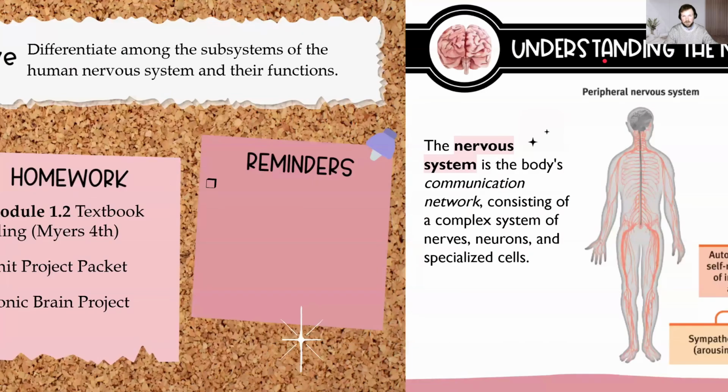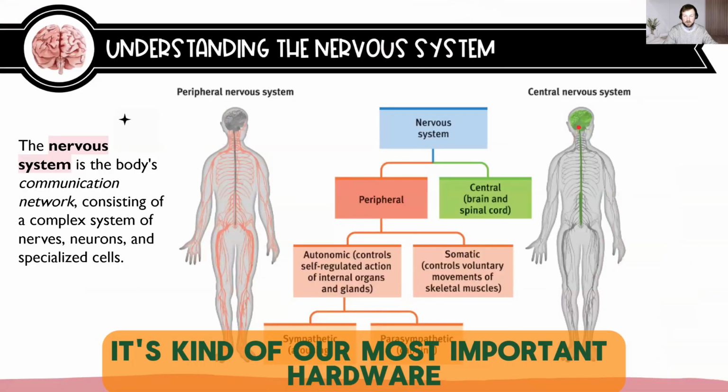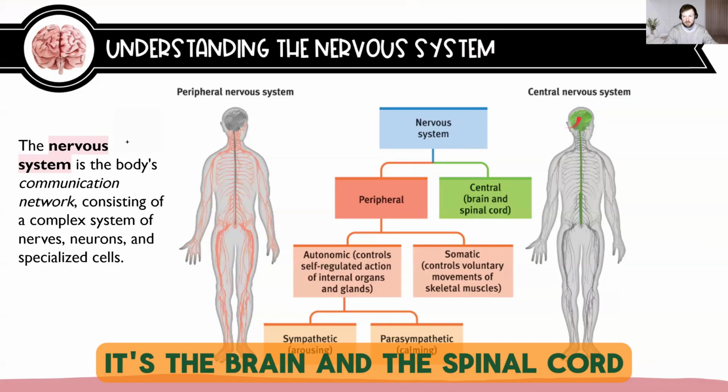Here we go. The nervous system is our body's communication network. It's kind of our most important hardware. If you view the human brain as a computer, which many people do, this is the computer. This is the central nervous system. It's the brain and the spinal cord.